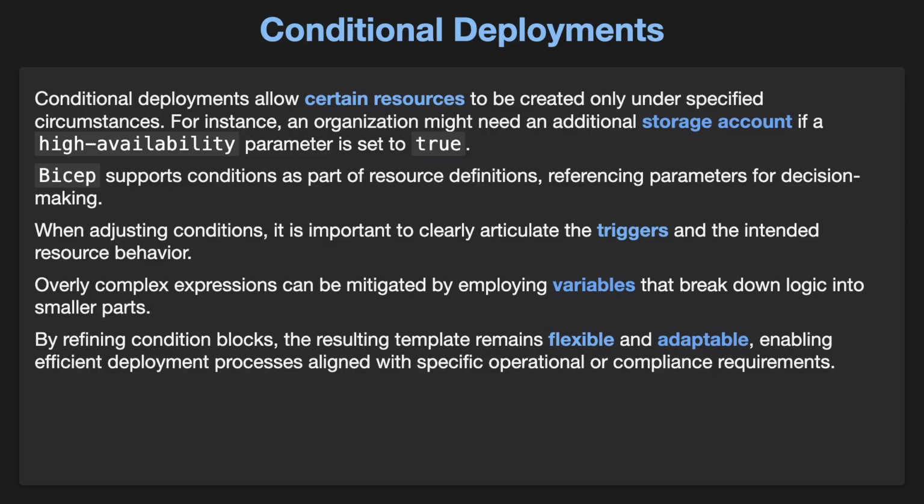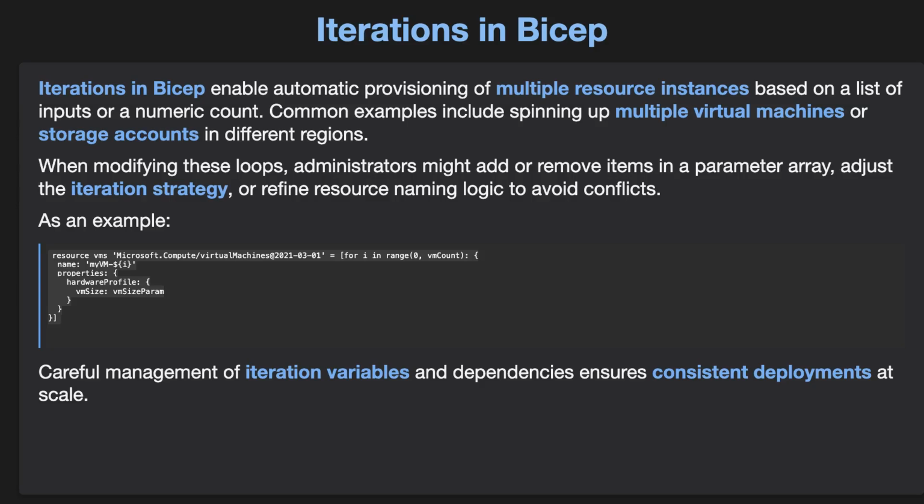Overly complex expressions can be mitigated by employing variables that break down logic into smaller parts. By refining condition blocks, the resulting template remains flexible and adaptable, enabling efficient deployment processes aligned with specific operational or compliance requirements. Iterations in Bicep enable automatic provisioning of multiple resource instances based on a list of inputs or a numeric count. Common examples include spinning up multiple virtual machines or storage accounts in different regions.